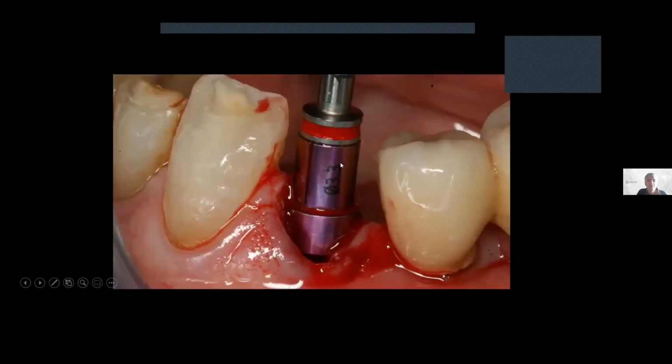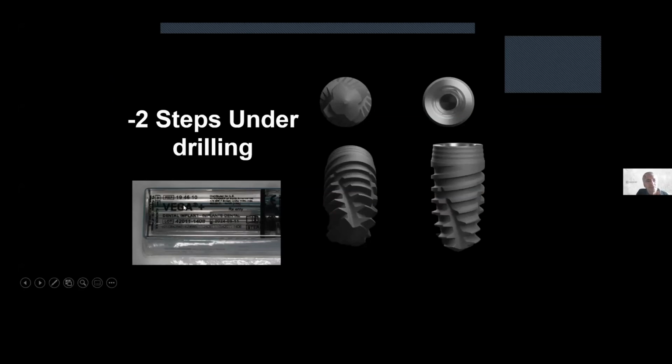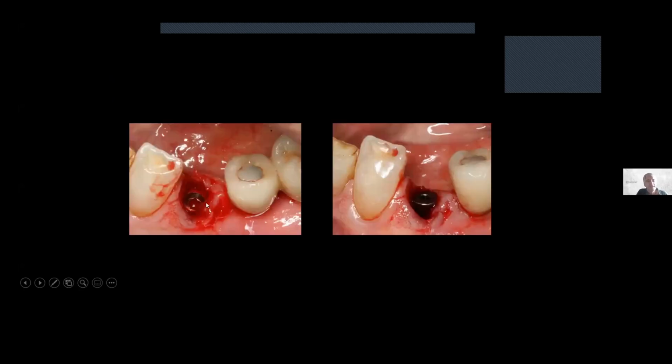The drill for the 3.5 conventional Vega implant, we decided to be the last drill for the 4.6. So we place the implant about 3 millimeters not subcrestal in this case, but submucosal. You can see it because this healing abutment height is 3 millimeters. And then we don't put anything inside here.